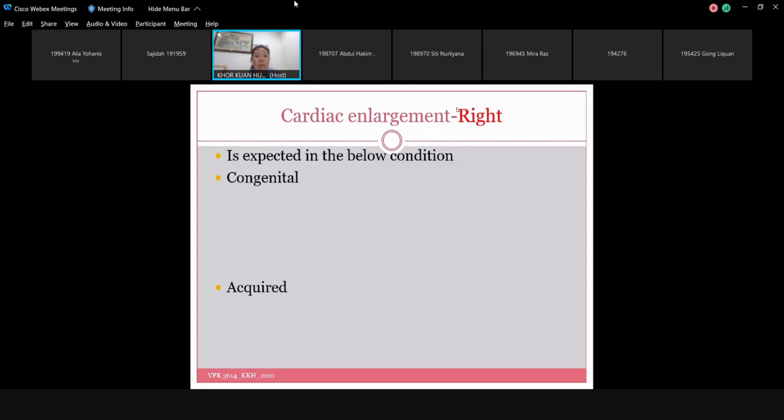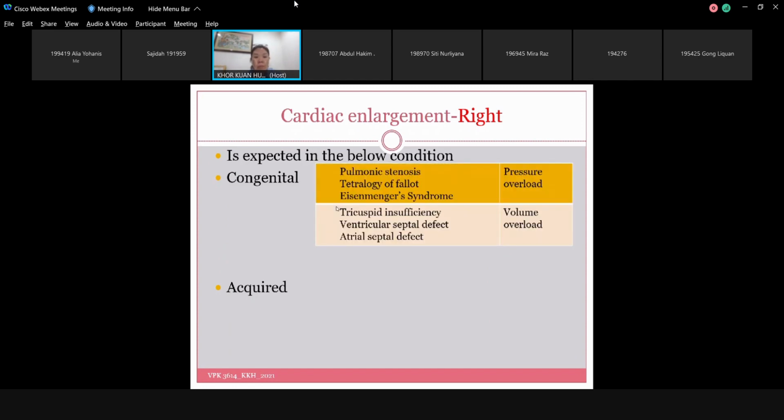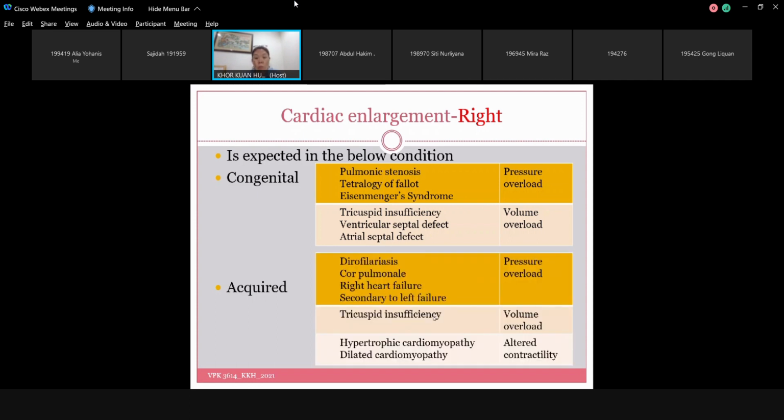Okay, if you have right-sided heart enlargement, these are your differentials. If it's pressure overload, there you go, the congenital diseases. And you have volume overload, again, these are congenital diseases. Right side acquired, there are so many: heartworm, cor pulmonale, right-sided heart failure secondary to left-sided heart failure. You can have tricuspid disease, right-sided.